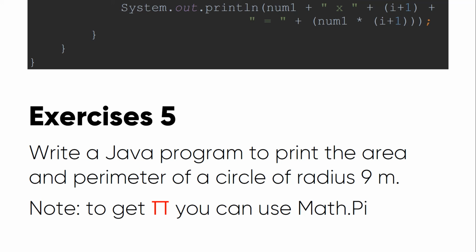Welcome, my friends, to exercise number 5. Write a Java program to print the area and perimeter for a circle of radius 9. Note that for pi you can use Math.PI. Okay, so this is our exercise.